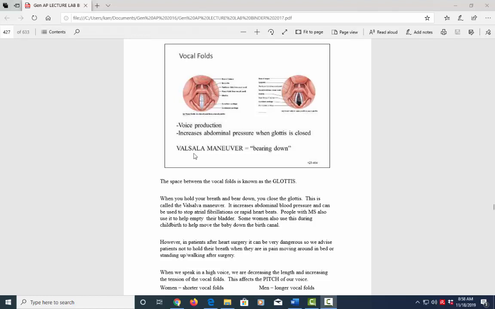And this is missing a V here. This should say Valsalva maneuver. There should be a V between the L and the A.